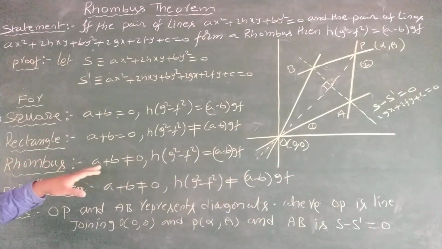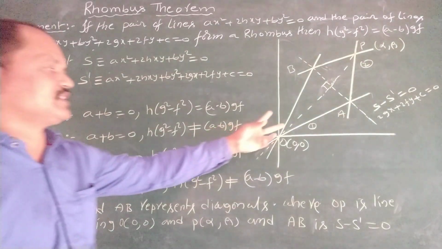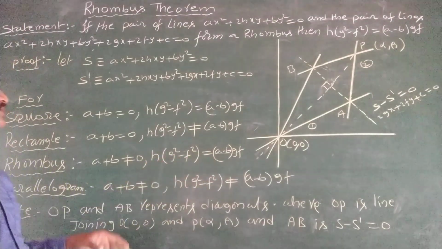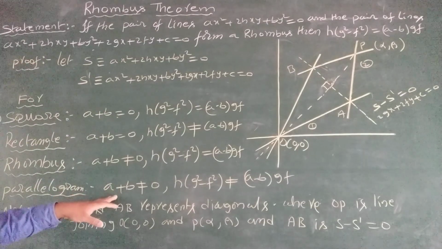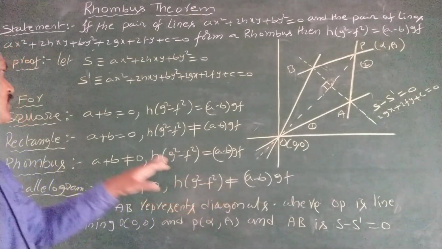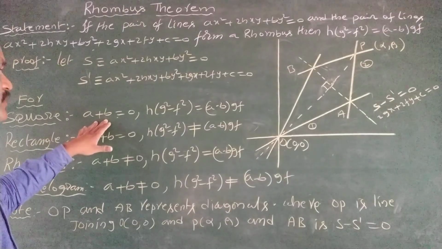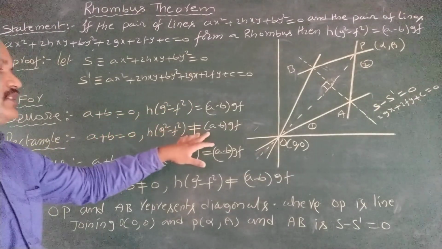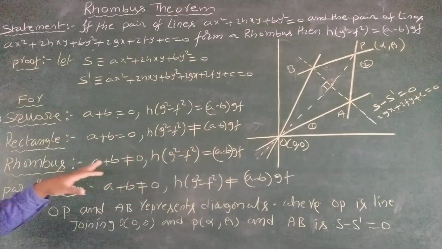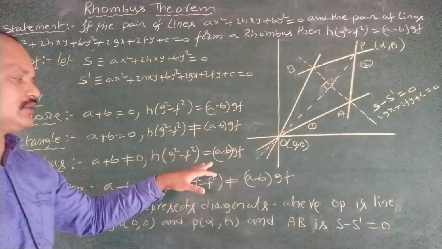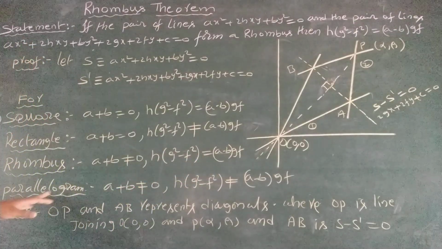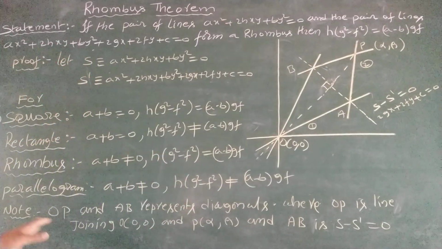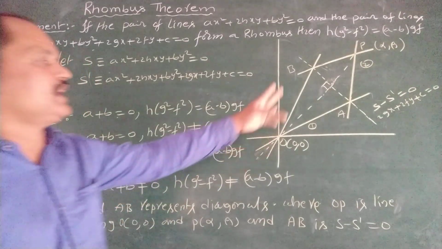For a rhombus, a + b ≠ 0, since adjacent sides are not perpendicular, and by this condition the diagonals are perpendicular to each other. For a parallelogram, adjacent sides are not perpendicular, and diagonals are not perpendicular. Observe here: for a square, adjacent sides perpendicular, diagonals perpendicular. For a rectangle, adjacent sides perpendicular, diagonals not perpendicular. For a rhombus, adjacent sides not perpendicular, diagonals perpendicular. For a parallelogram, both not perpendicular. That's all.